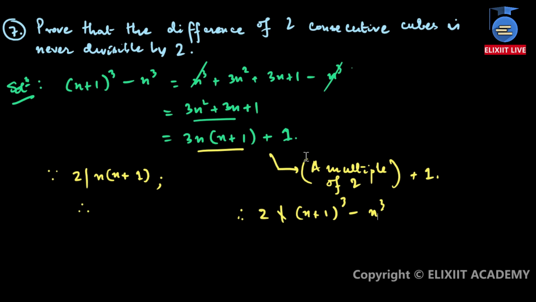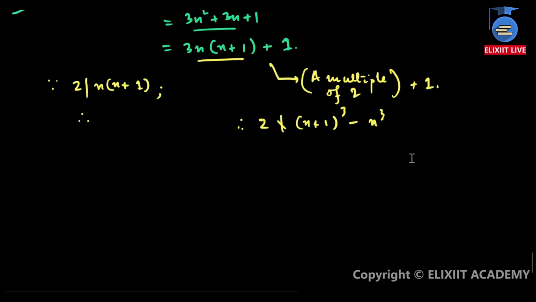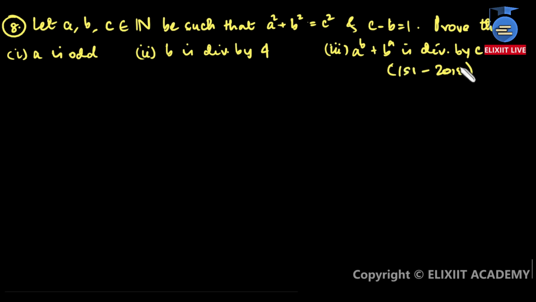Done. Chalo, next. We move on to a standard question now. A, B, C are given to be natural numbers such that these two conditions hold: a square plus b square equals c square, and c minus b equals 1. You have to prove number 1, a is odd; number 2, b is divisible by 4; and number 3, a to the power b plus b to the power a is divisible by c.